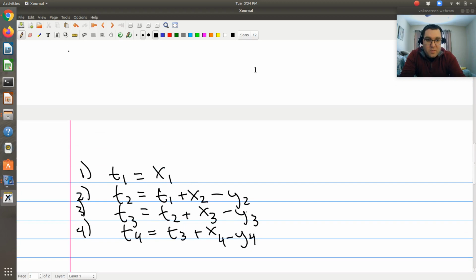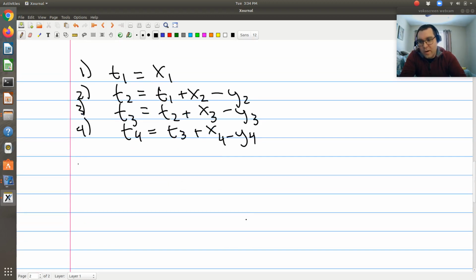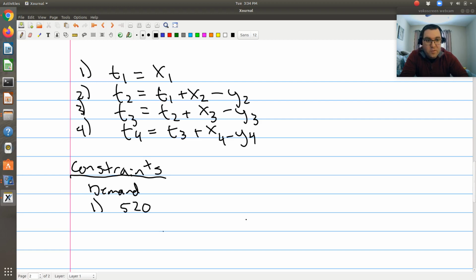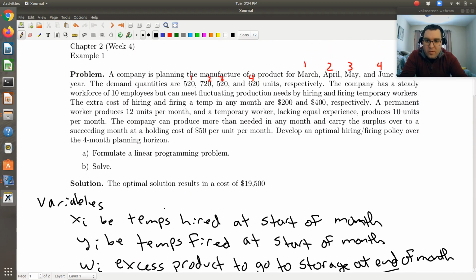So I introduced some variables that correspond to the number of temps. Now I can work on my constraints. The first batch I'm going to work on is demand. In month 1, and I'm going to label them so I can keep track of them, my demand is 520. So that'll be equal to, how many can my permanent employees make?